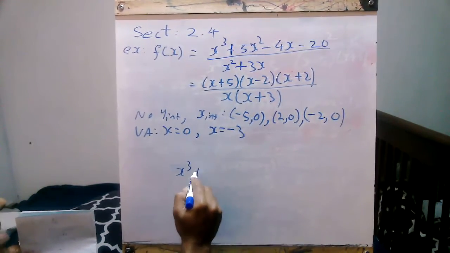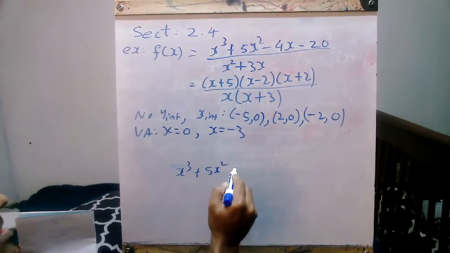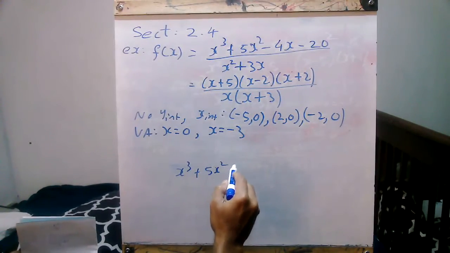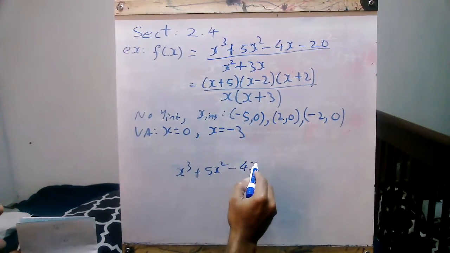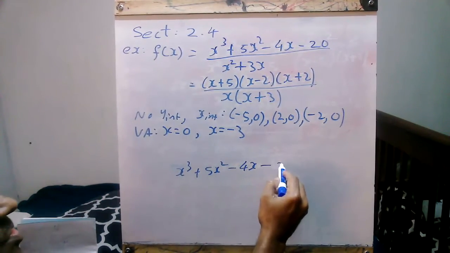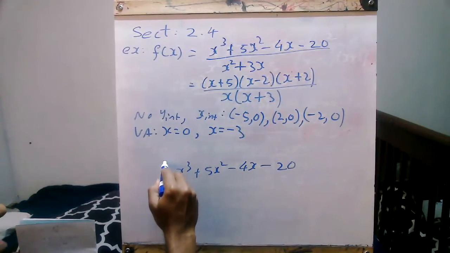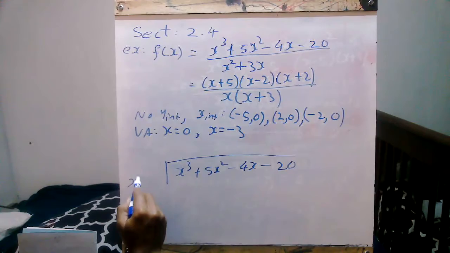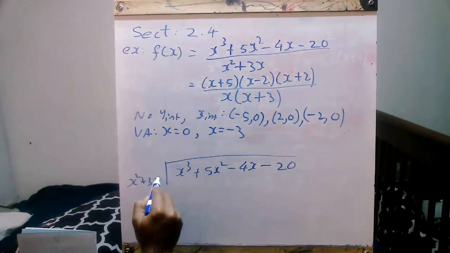x cubed plus 5x squared minus 4x minus 20 divided by x squared plus 3x. No, you cannot use synthetic division. You can use long division.